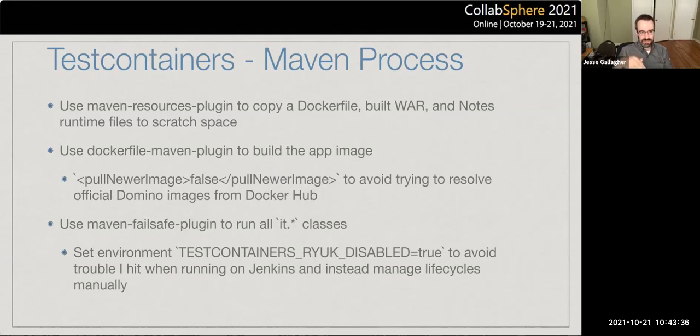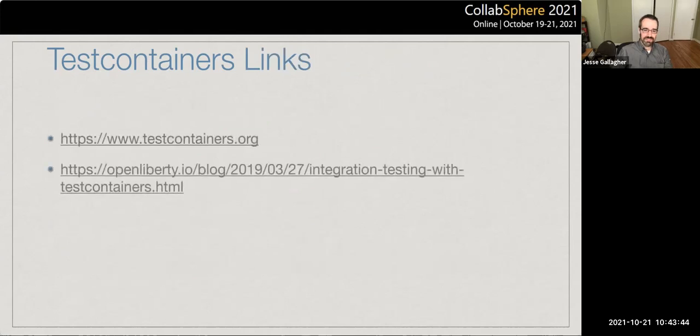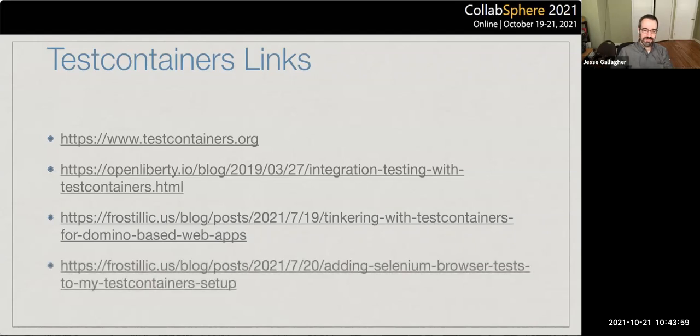So I have basically the process for how to do this in the blog post that I eventually link to. I have links to this. I have an example from the Open Liberty blog where they're talking about doing this. And then here in my blog post, I describe how I was doing it. I have some more examples of code. Here's how I actually bootstrap all of the stuff. And then I talk about how I added Selenium-based browser tests to the test container setup.